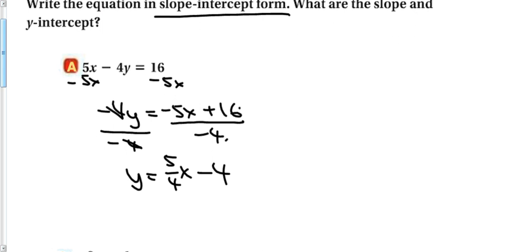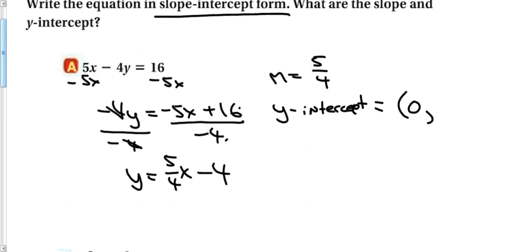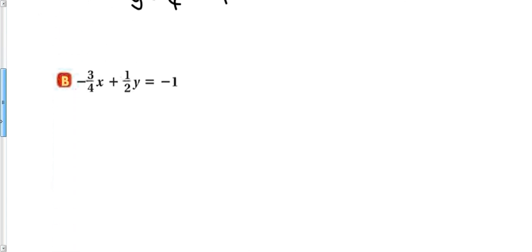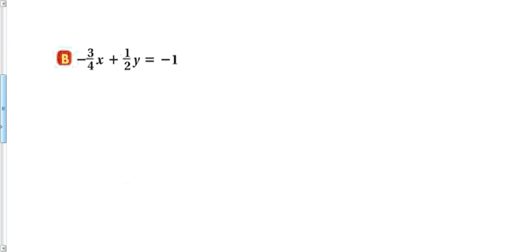Okay, so that means my slope is going to be 5 over 4, and my y-intercept is going to be equal to 0 comma -4. That is the point where the graph intersects the y-axis. I can do the same for this one, even though it has fractions in it.